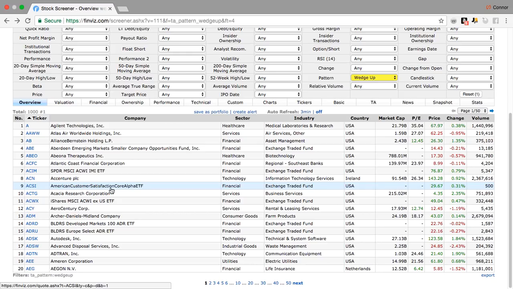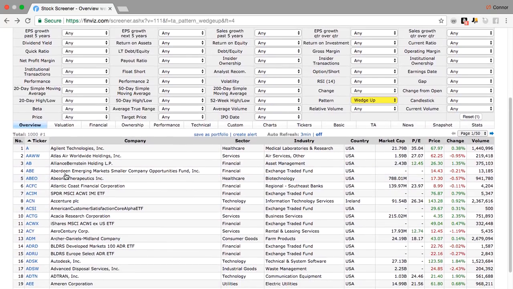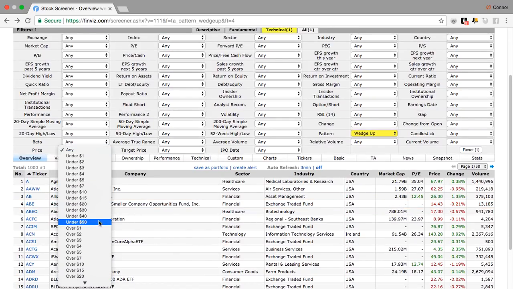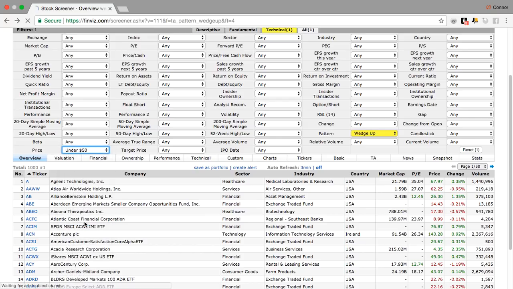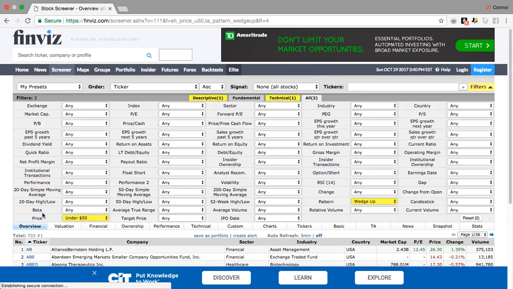Now, slim it down a bit. You don't want 1,000 stocks to look through. You never do. It wouldn't do you any good. So why don't you put it into a price point which you like? Maybe you're like, I like to play stocks under $50. So now you do that, and instead of having 1,000, we have 700.